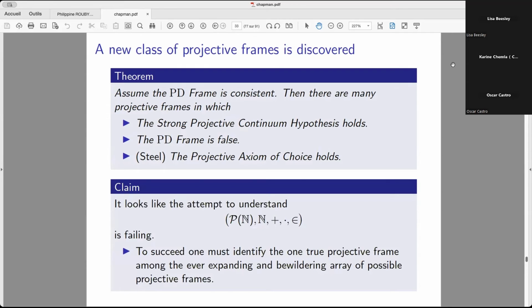So it's looking like the attempt to understand second-order number theory is just completely failing. To succeed, it would have to identify the one true projective frame. And every time we look like we're making progress, things fall apart. We're stuck with a multiverse of projective frames.